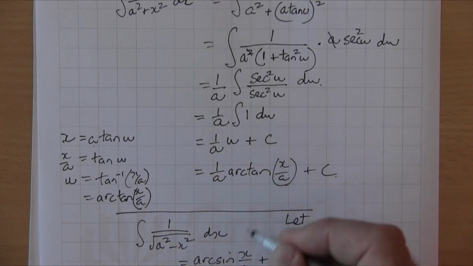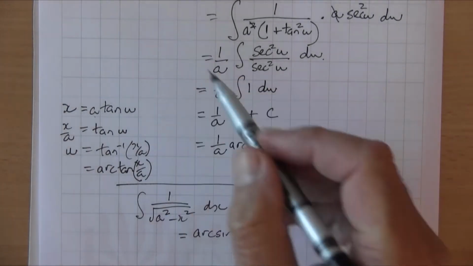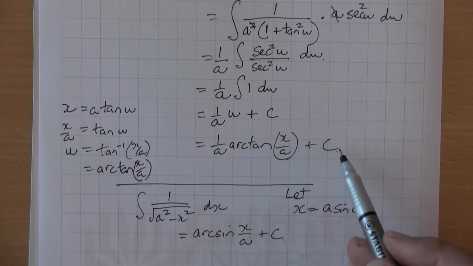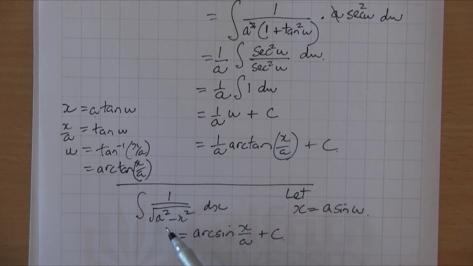Okay, so they are the two you need to be able to do. The integral of 1 over a squared plus x squared dx is equal to 1 on a arctan x on a plus c, and the integral of 1 over square root of a squared minus x squared dx is arcsine x on a plus c. Both of them using trigonometric substitution.